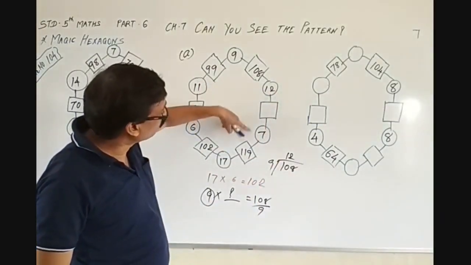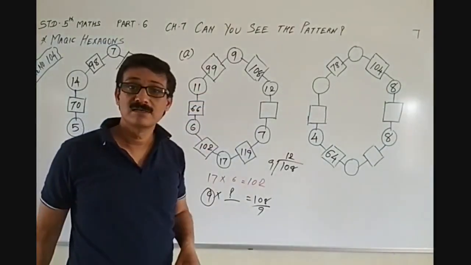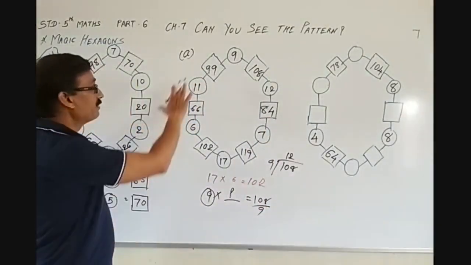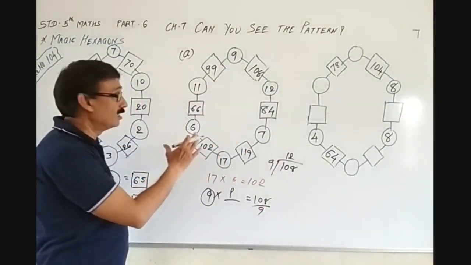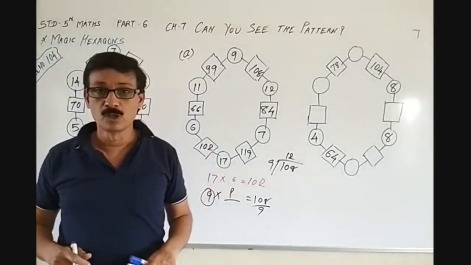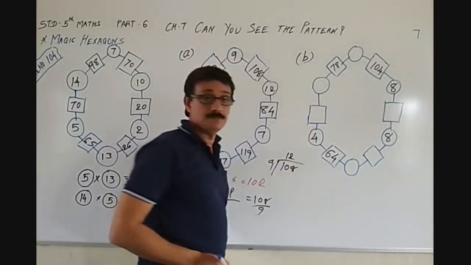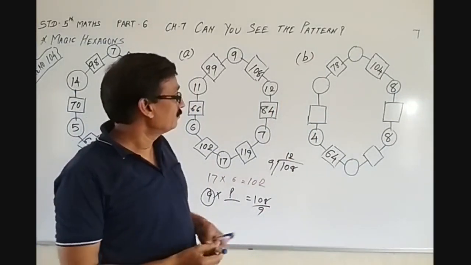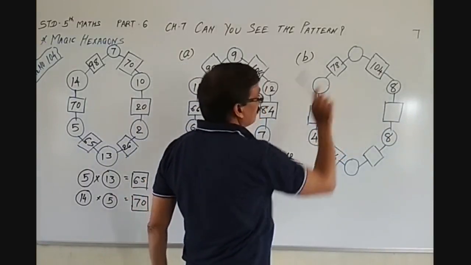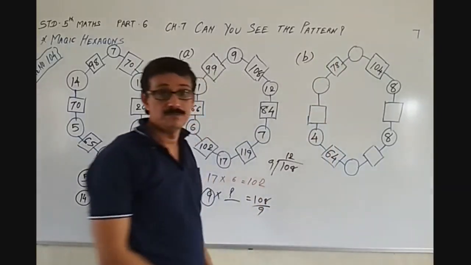Now we can find out 12 and 7 in this circle. So 12 sevens are 84. This is 84. So this way we complete this magic hexagon, isn't it? Now let's try to complete this one also. Let's see, this is B. You can see there are very few numbers here. In the circles there are 4, 8, 8. In the boxes there are 64, 78 and 104.